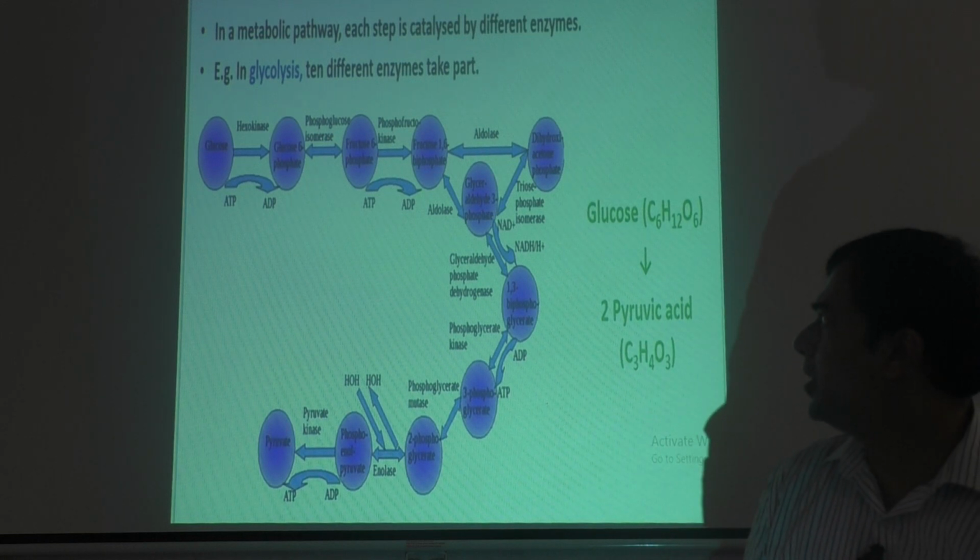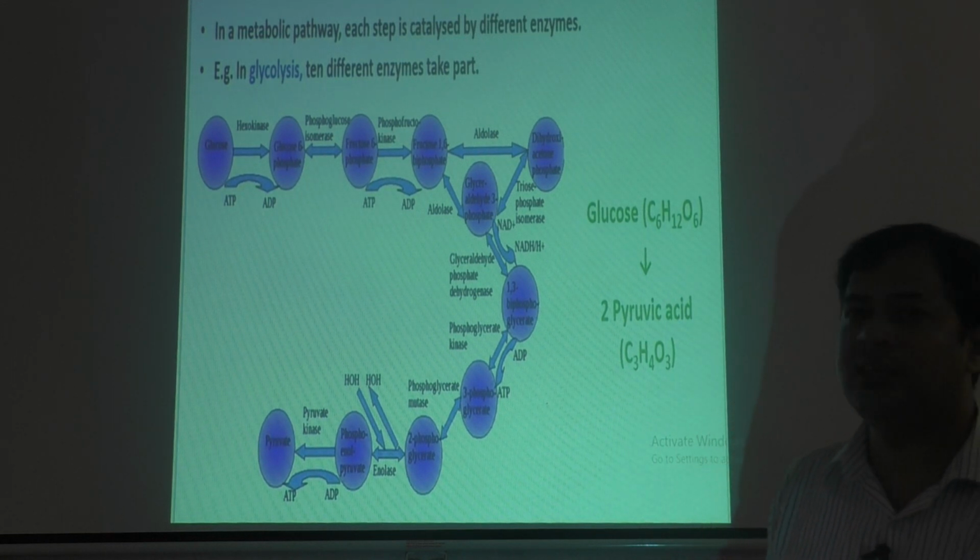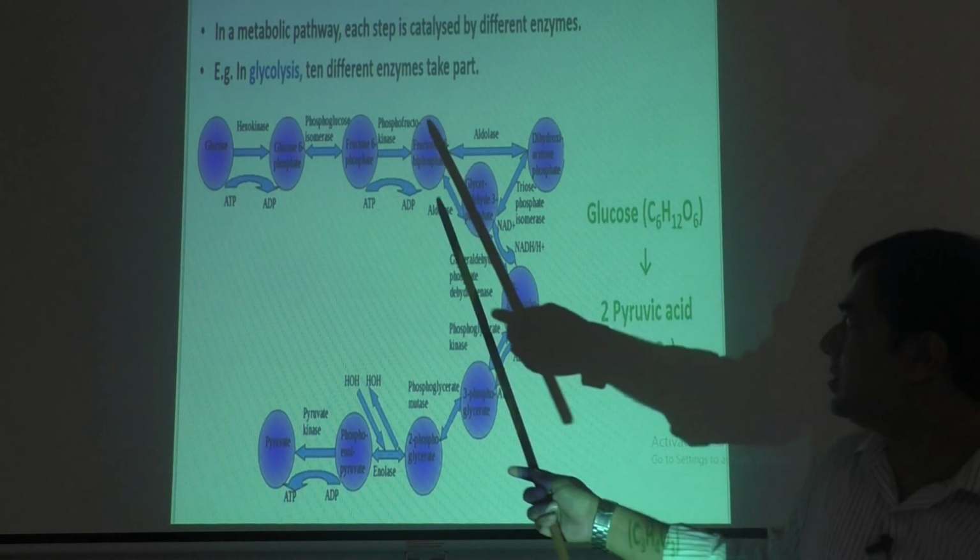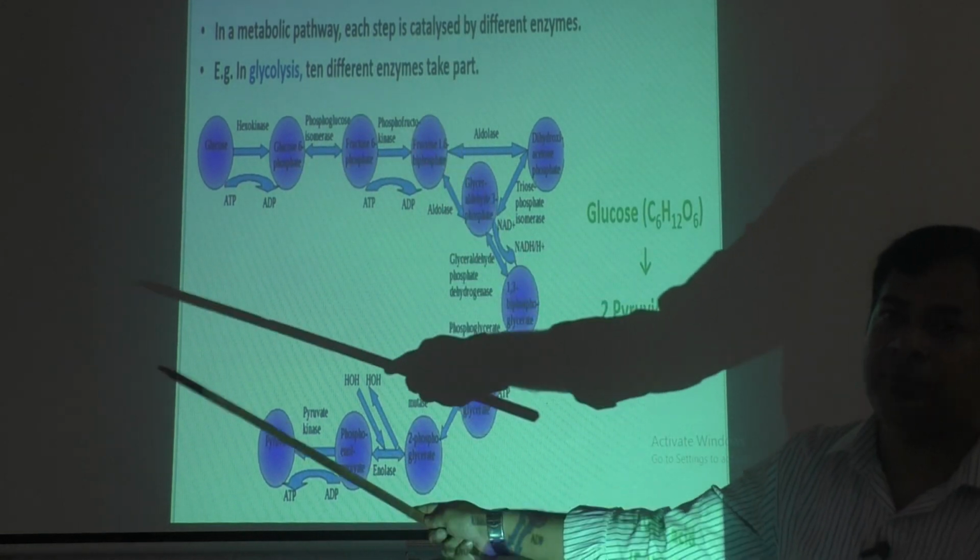So for example, in glycolysis, 10 different enzymes take part. Because it is a 10-step process, for each step an enzyme is required.